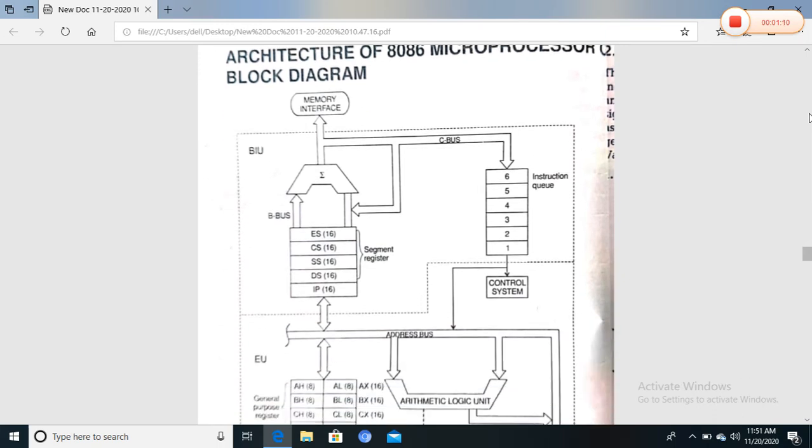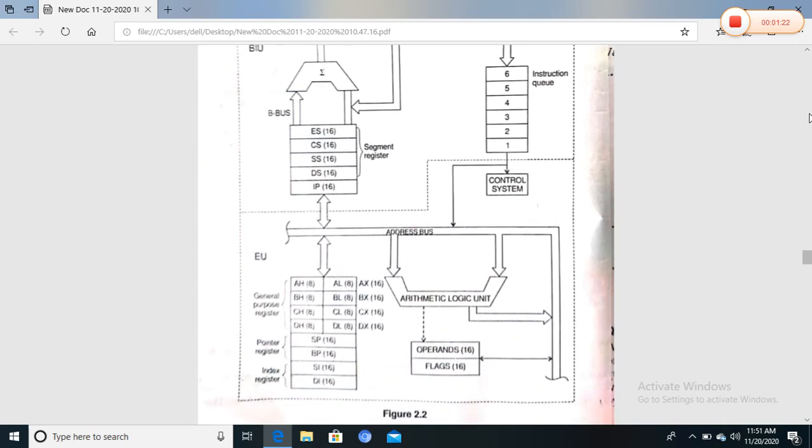This is the architecture or block diagram. The first part is the BIU, and the CPU is divided into two parts: the BIU, the bus interface unit, and the other part, the execution unit. The function of the BIU is dividing the work between these two units, which speeds up the microprocessor's processing.